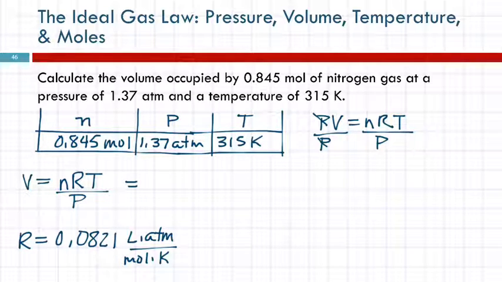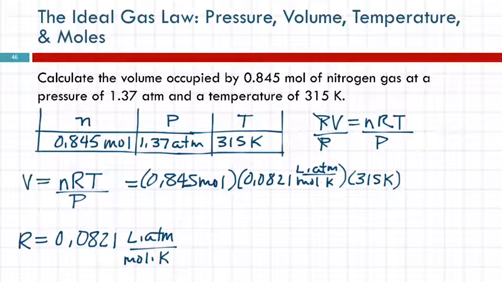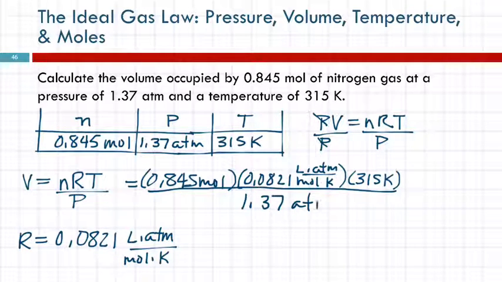Okay, so this is equal to n, 0.845 moles, times R, 0.0821 liter atmospheres per mole Kelvin, times the temperature, 315 Kelvin, and that whole mess divided by the pressure, 1.37 atmospheres.